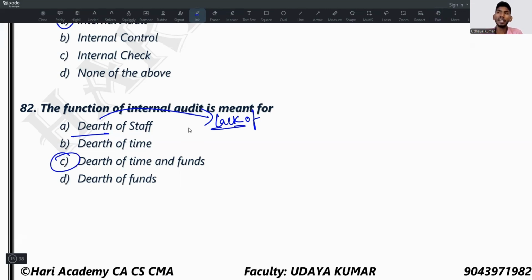But when it comes to our subject, the internal audit's main function is to improve the efficiency or overall operational efficiency.